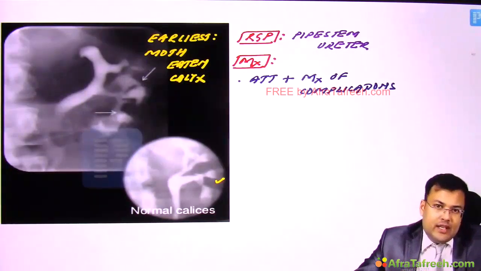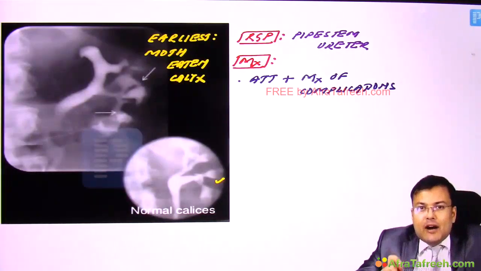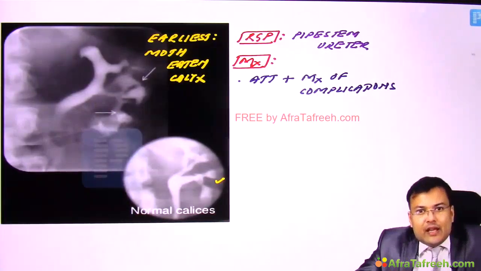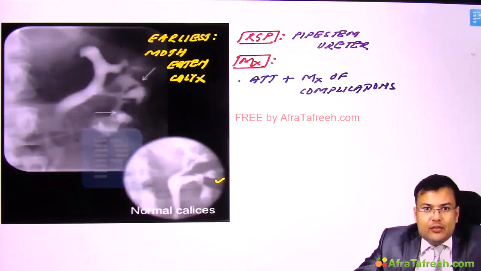How are you going to increase the capacity? With the help of bowel mucosa. If we are using small bowel, this is known as enterocystoplasty. So the term is augmentation enterocystoplasty.